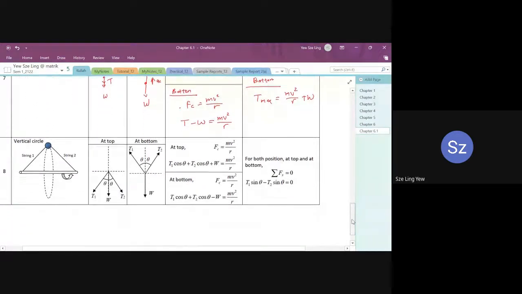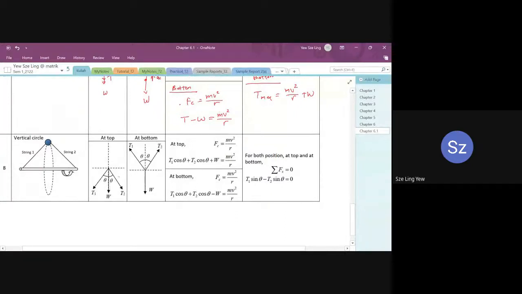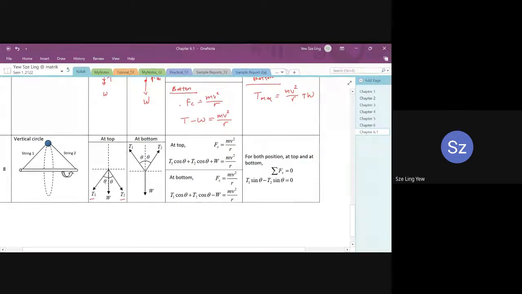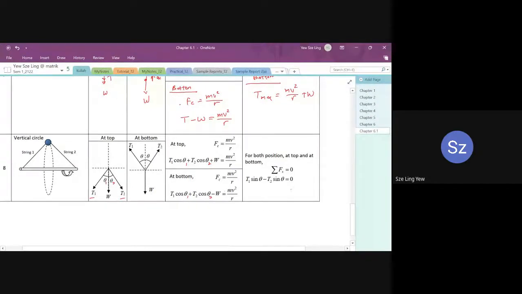A vertical circle. This one, I gave the answer already. You have tensions T1 and T2, because now you don't know the tensions. You also have an angle 1 and angle 2, theta 1 and theta 2, so just add theta 1 and theta 2 in the equations. You are not sure whether you have the same angles or not; it depends on the length of the strings. At the top, you have T1, W, and T2, all three pointing downwards. At the bottom, T1 and T2 are going up, W is going down. From here, you can form the equation based on the free body diagram.